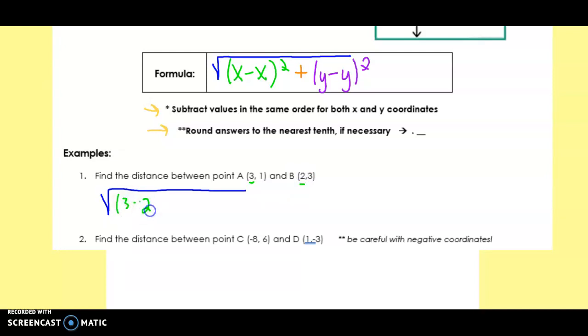So 3 minus 2. Oh, that looks a little rough in there. So 3 minus 2, and I'm going to square it. Then our formula tells us we're going to put a plus sign in here. And then we're going to subtract our y values. So we're going to say 1 minus 3, and we're also going to square that.